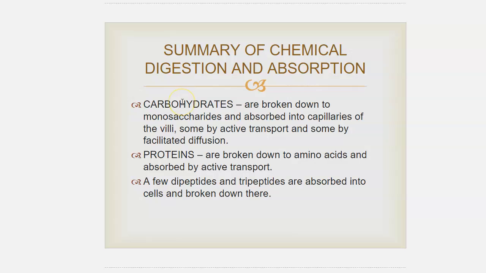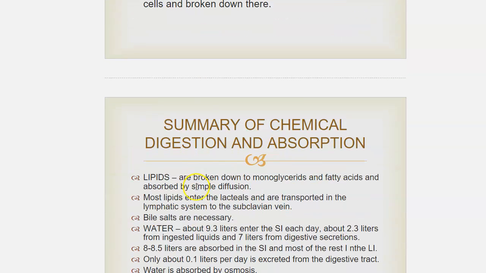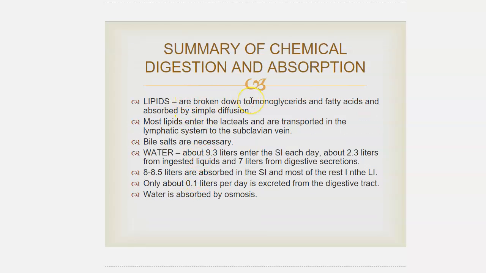So your carbohydrates, real quickly, are broken down into monosaccharides, absorbed into the capillaries, and travel through the liver into the blood. Proteins are broken down to amino acids, and travel into the liver, into the blood. Lipids are broken down into monoglycerides and fatty acids. They're then absorbed into your lacteals, transported through the lymphatic system, and dumped into the left subclavian vein, straight into your circulatory system. They will eventually go through the liver, but they'll go everywhere else too. You need bile salts for the absorption of that. You have to have the bile salts.